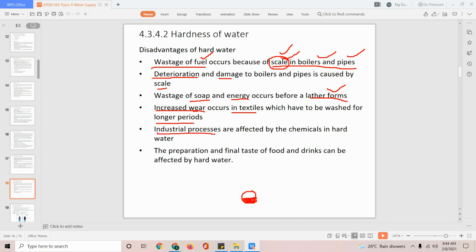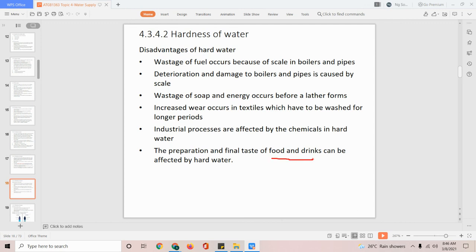And then you have your industrial process affected by the chemicals in the hard water. Food and drinks are also affected by hard water. In different parts of the world, depending on where we get our source of water, it can be either hard water or soft water. There will be different mineral content inside the water, and all these different contents will have an effect on our food and drinks.